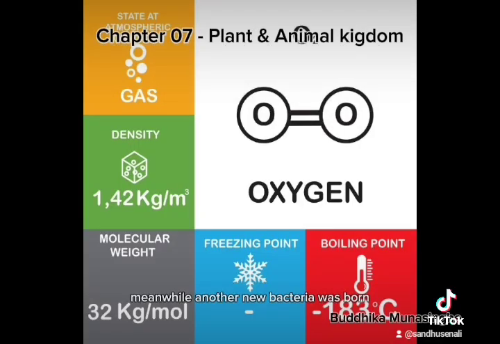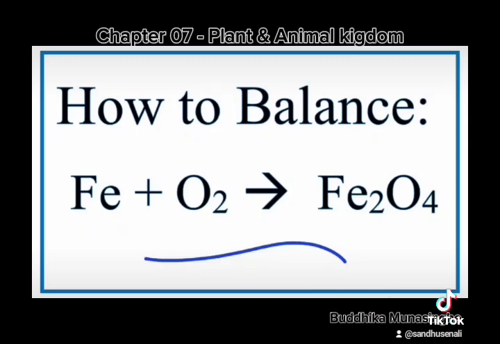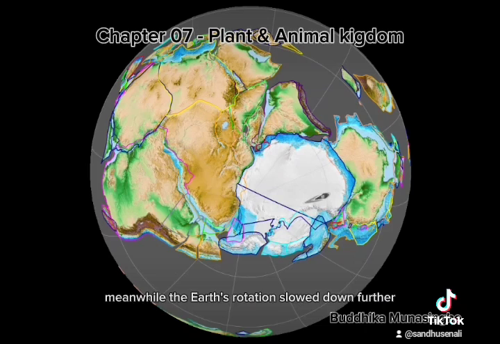Meanwhile, another new bacterium was born due to a mutation in the DNA strand. These new predatory bacteria were able to eat the green bacteria and obtain the energy they contained by burning the sugars in green bacteria. These predatory bacteria used oxygen to gain energy and release carbon dioxide gas as a byproduct. Meanwhile, the Earth's rotation slowed down further. The time taken for one day increased to 16 hours. Day and night were 8 hours each.